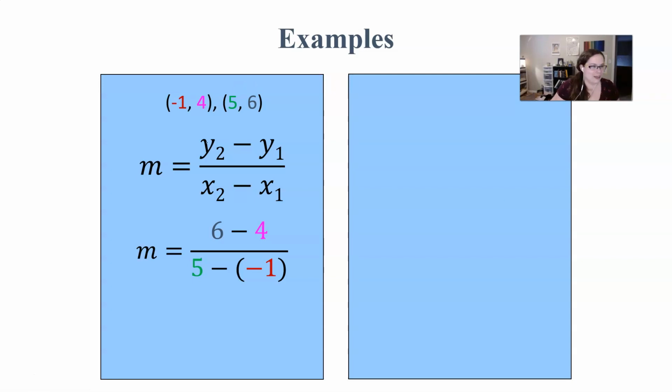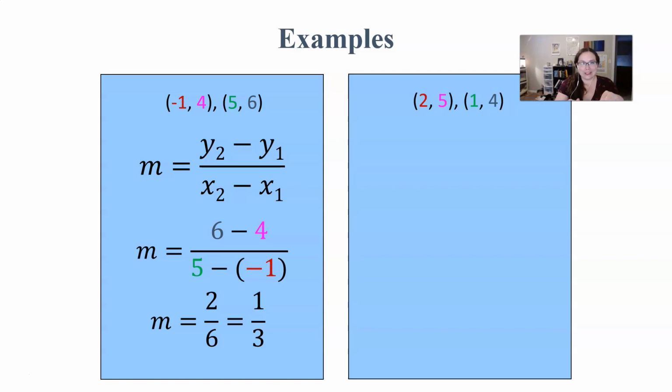that means my y2 is going to be 6, and my y1 is going to be 4. Meaning the top of my equation is going to be 6 minus 4. The bottom is going to be our second x minus our first x. So that's going to be 5 minus -1. Remember, 2 negatives cancel, so we end up with 6 minus 4, which is 2, over 5 plus 1, or 6. That gives us a fraction of 2/6, which you can reduce to 1/3. So the slope here is going to be positive 1/3.